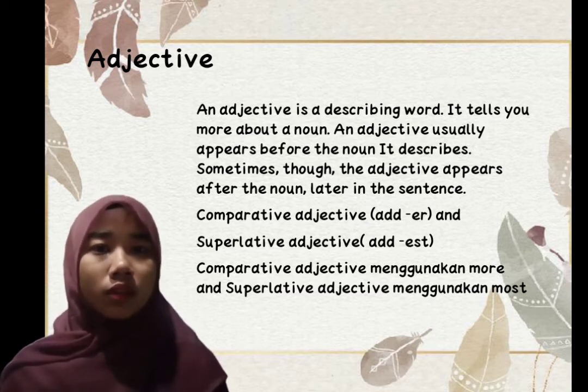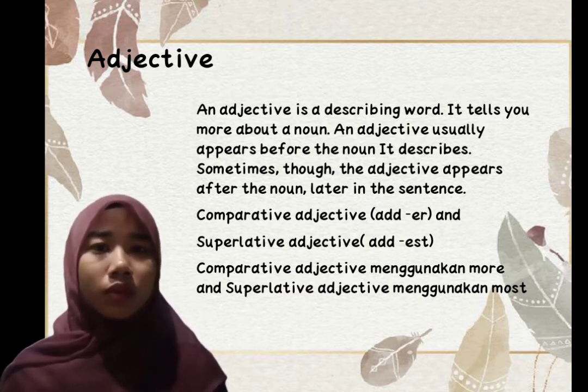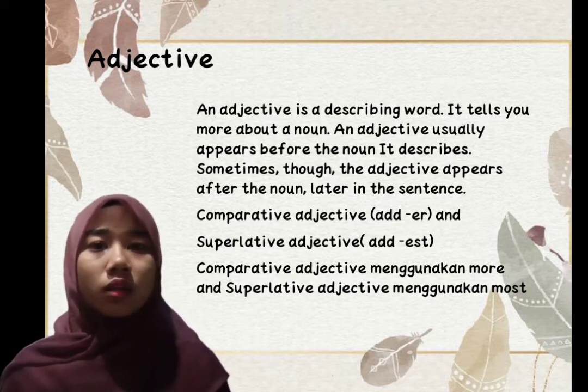With some adjectives, you use more to make the comparative form and most to make the superlative form. Adjectives that use more and most are usually adjectives with two or more syllables. The comparative and superlative forms of some adjectives are completely different words.